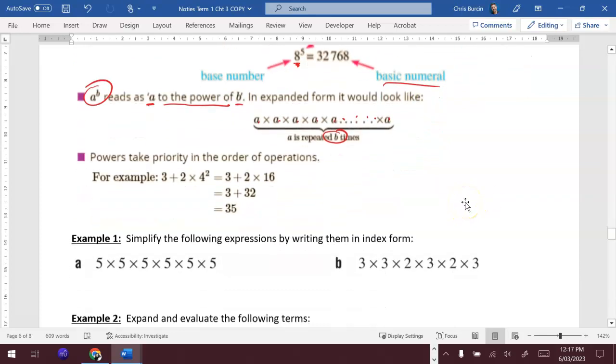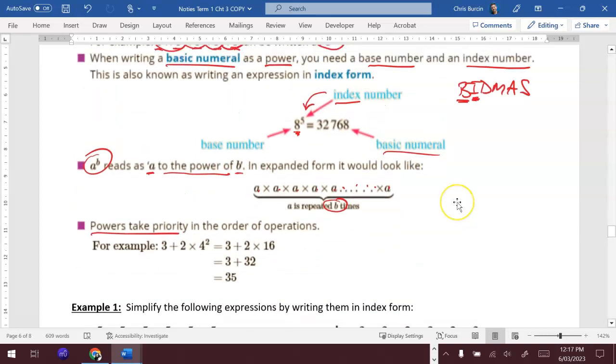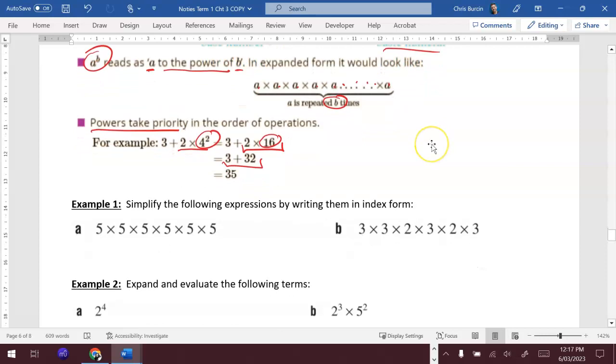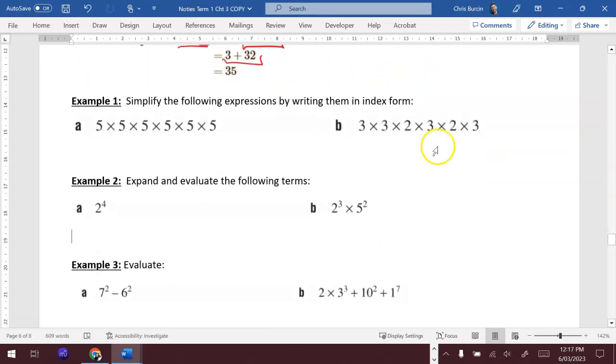So remember, this is just a simpler way of writing out and really collecting information that makes a lot more sense. So just like we said about BIDMAS, powers take priority in the order of operations unless we're talking about brackets. So these are a big deal. If we have 3 plus 2 times 4 squared, what do we do first? We're actually going to square the 4. So 4 squared is 16. So we work that out first, and then the second thing we do is 2 times 16, giving us 32, and the last thing we do is addition and subtraction. So there's nothing new under the sun there except that we work out the indices first, unless there are brackets.